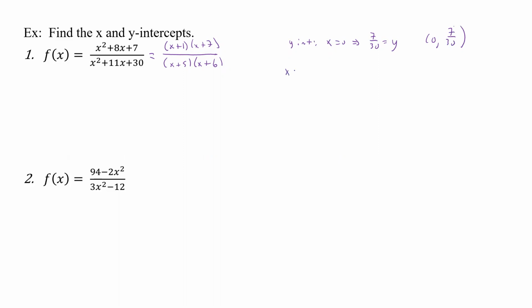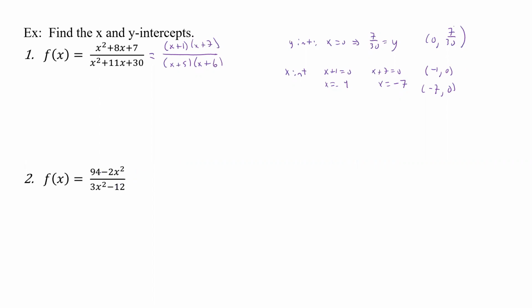Now, x-intercepts, we're going to set the numerator equal to 0 and solve. So each of these factors we'll put equal to 0. And so x plus 1 equals 0 and x plus 7 equals 0. So x equals negative 1 and x equals negative 7. And so we have our points negative 1, 0 and negative 7, 0. So we have two x-intercepts and one y-intercept, and that's all we need to do for the first one. Now the second one is going to be a little more involved.